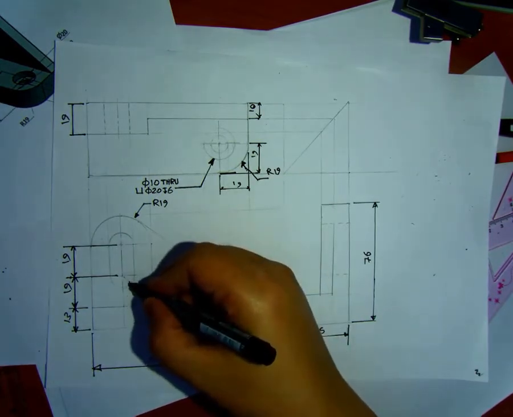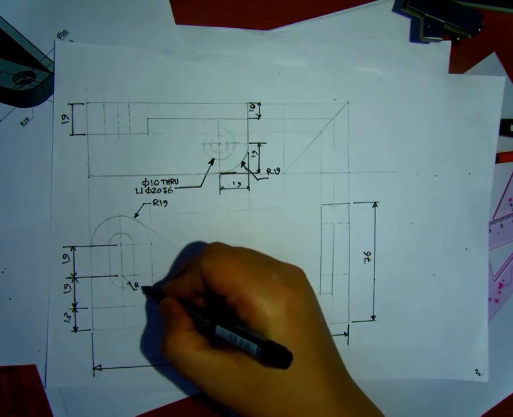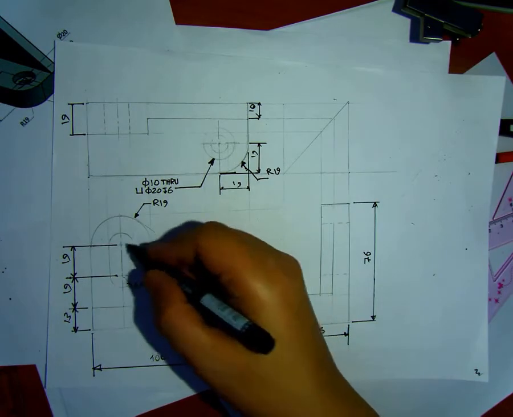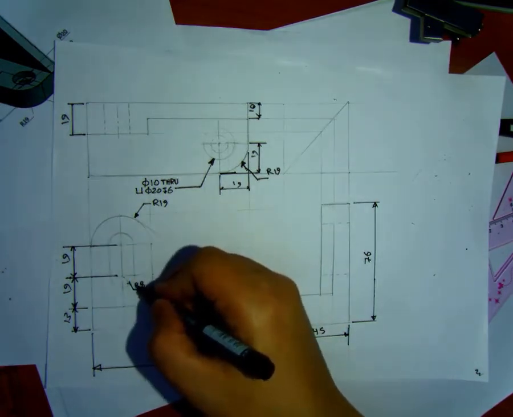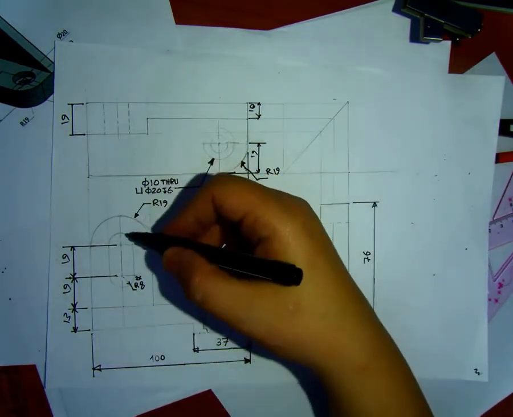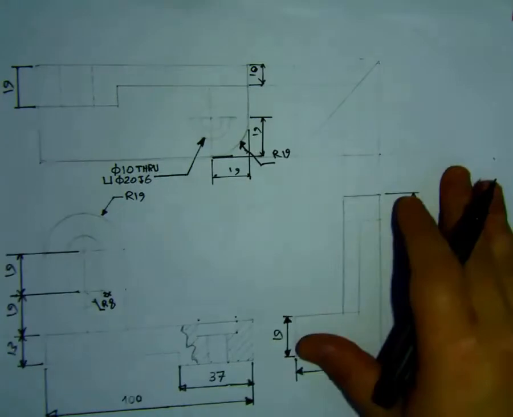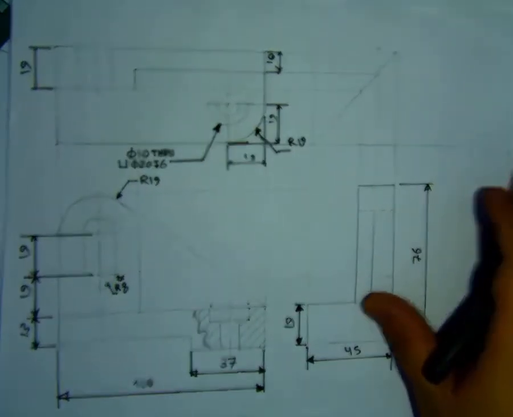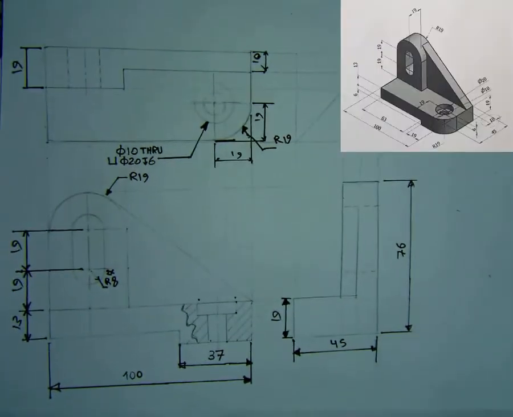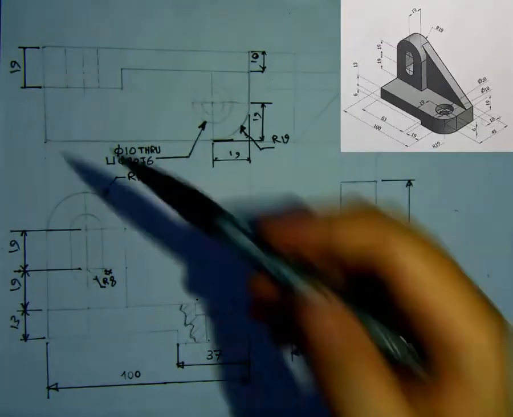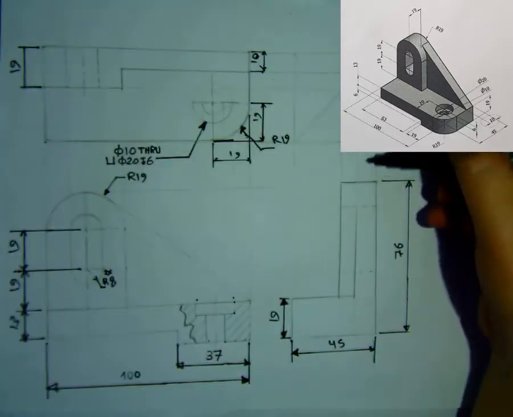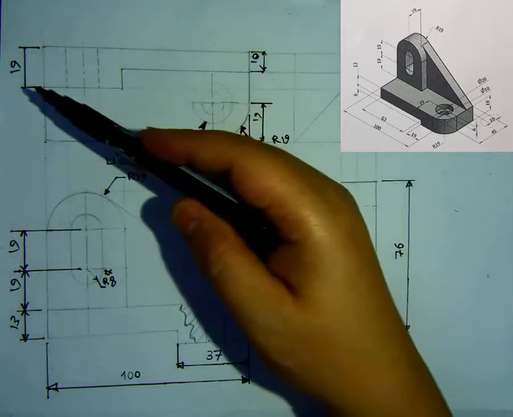And here R we said 8. Okay, and then another 19, and then this one also the same. If you have similar features, you can do 2 multiplied by R8. Okay, this is 19. You don't have to repeat dimensions. As an example, this here is the same as this one, 19.